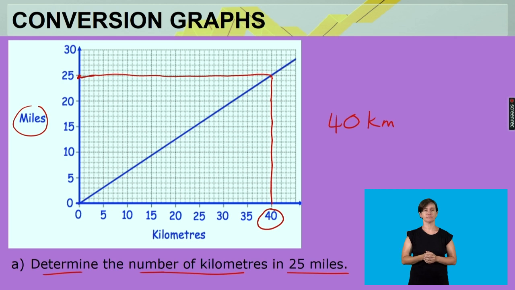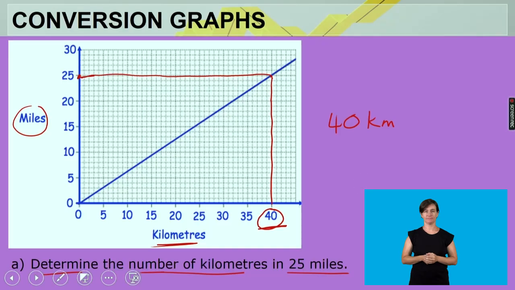All right, can you see? I found first 25 miles. I moved to my right where I met the straight line. I went down vertically and I saw that takes me to 40 kilometers. Can we see that? Quite straightforward. Okay, let's do another one.